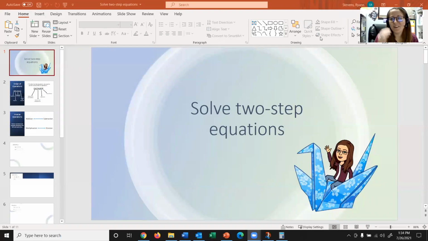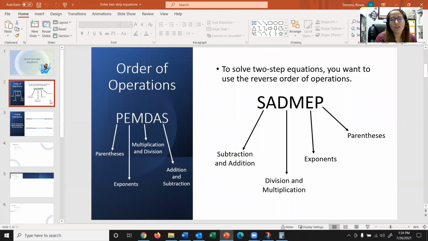Hi, everyone. We are going to take some time to look at some examples of solving two-step equations. First, we need to go back and kind of discuss the order of operations.